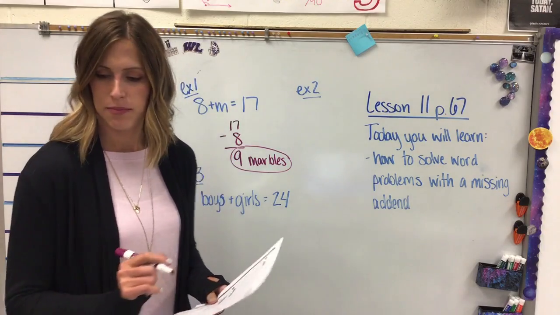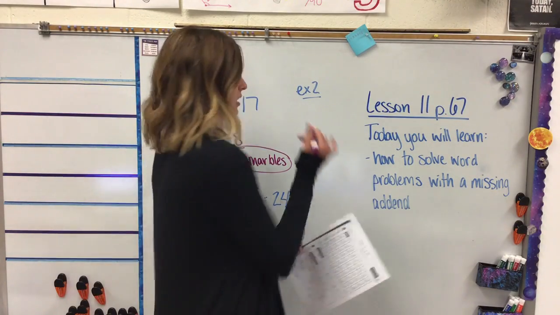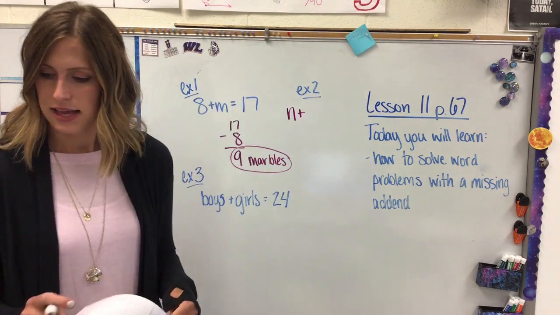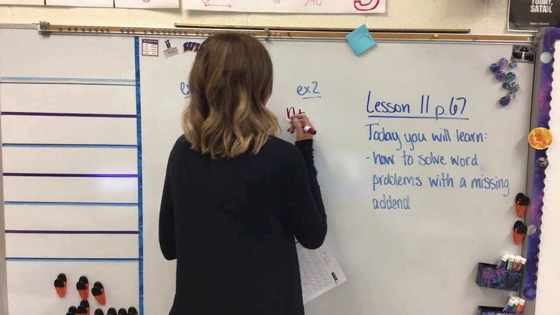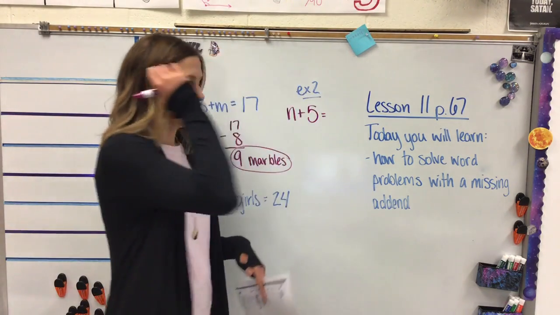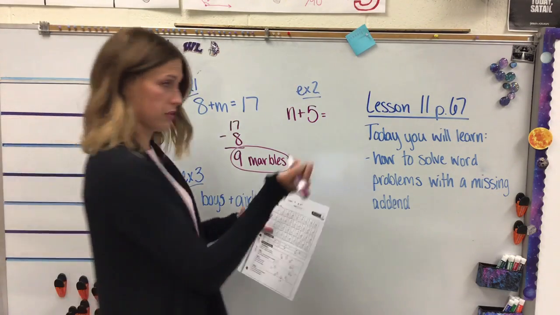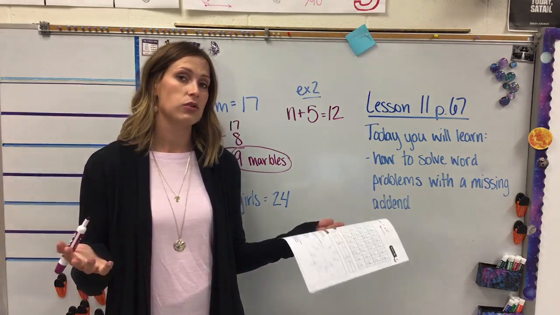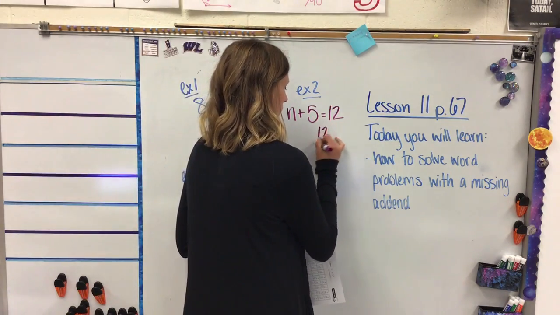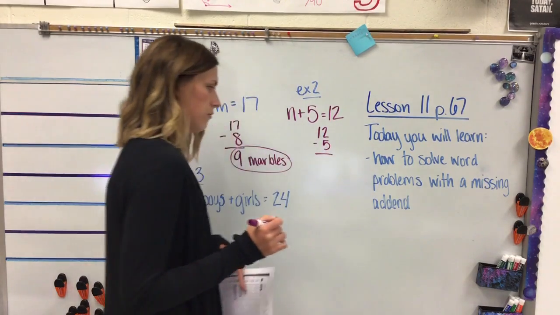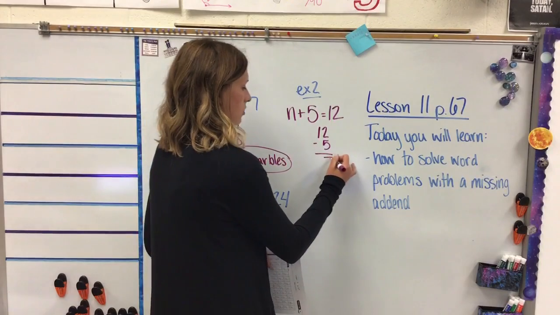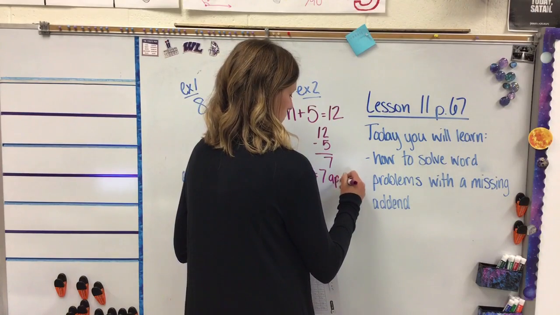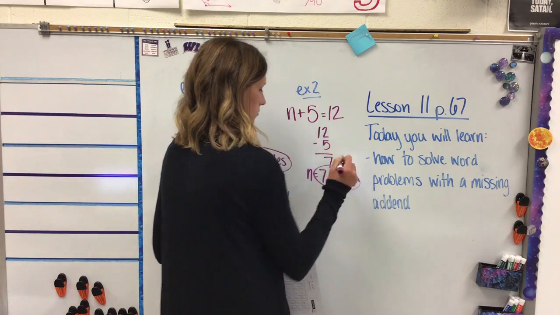Example 2 says Jamie picked some apples. It doesn't say how many, so we're just going to use a letter to represent that. Then it says then she picked 5 more. So n plus 5 more. Now she's got 12. How many did Jamie pick first? Well, we've got a missing number in an addition sentence, so to find the answer we're going to subtract. So we'll do 12 minus 5. 12 minus 5 is 7, so we get n equals 7 apples. Notice we got that label on there.